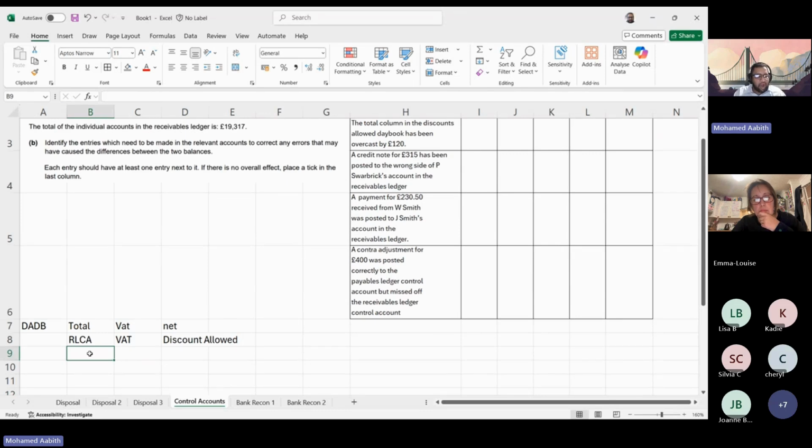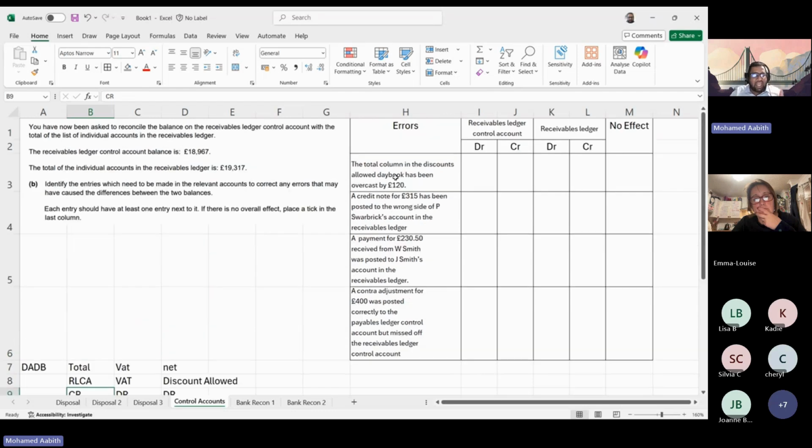This one goes into RLCA on the credit side because it reduces the balance, and these two go into the debit sides because, we already know how this works. RLCA is an asset account. It has a debit balance. When I give a discount to my customers, it brings the balances down. So therefore, this has to be a credit entry.